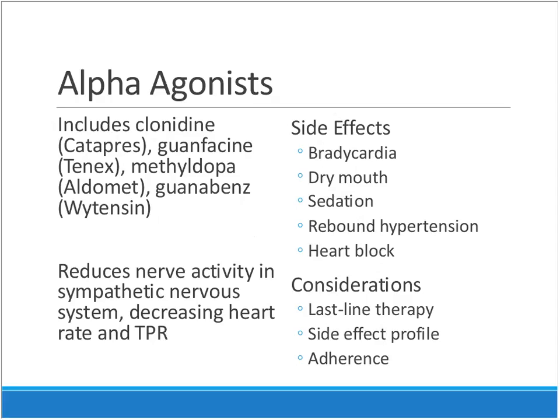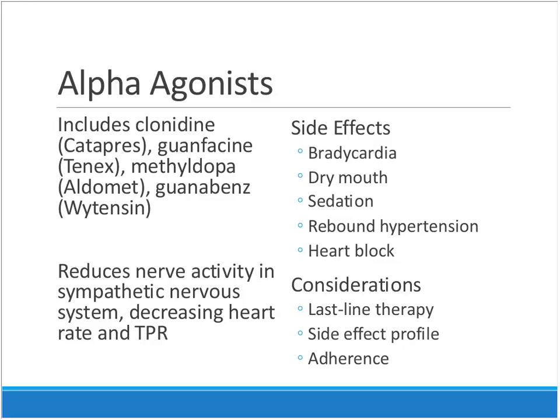Next are our alpha agonists, and these literally are last-line therapy. These include clonidine, which actually I see quite frequently in spite of the fact that they are considered last-line therapy. Now, alpha agonists reduce nerve activity in the sympathetic nervous system. This decreases heart rate and total peripheral resistance. So with decreased heart rate, we have to worry about bradycardia. With the lower heart rate, we're also going to get some sedation and even potentially heart block. And also, since it's acting centrally, we can get some dry mouth.